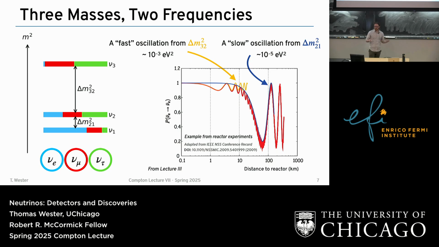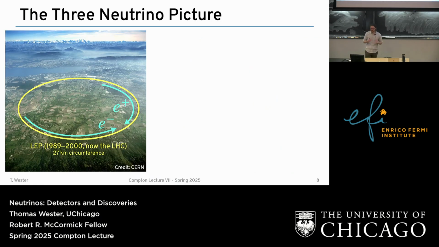Okay, so 3 neutrinos, 3 masses, 2 frequencies. This is actually a really successful model of how we've observed the universe. So it's even backed up by a different experiment that's not a neutrino experiment. This is the Large Electron-Positron Collider operating in Europe. It's more commonly known as the LHC, but before it was the LHC, it was called LEP. So it's a 27-kilometer ring.